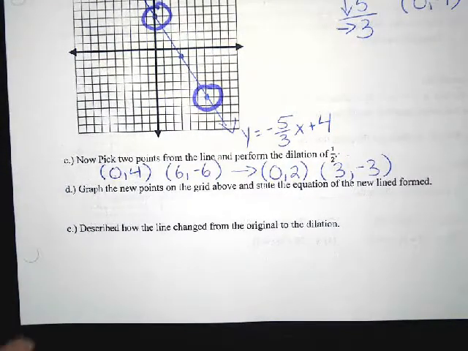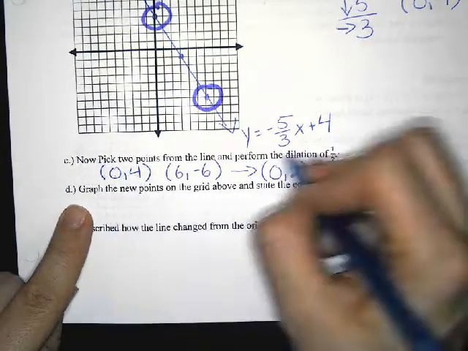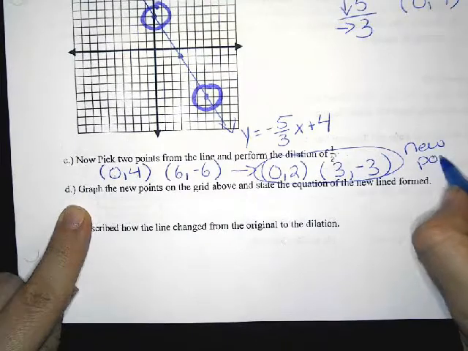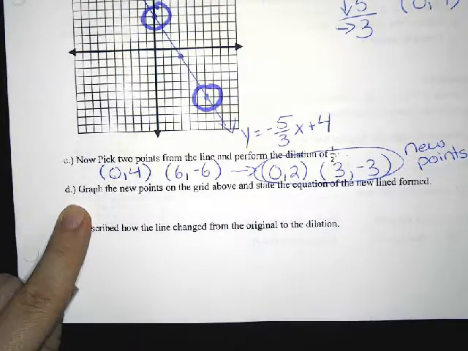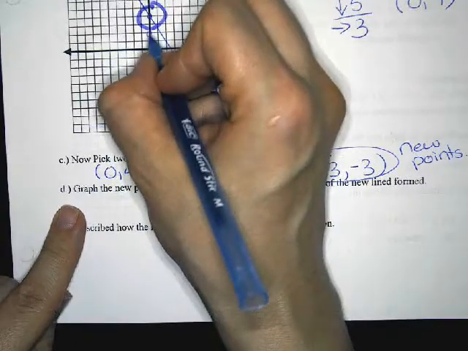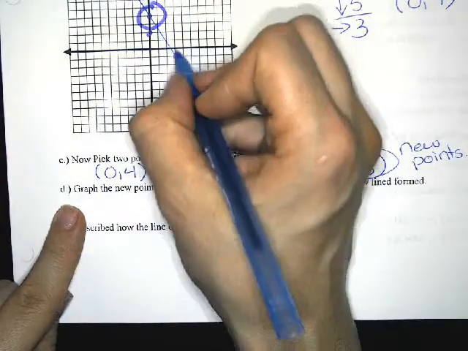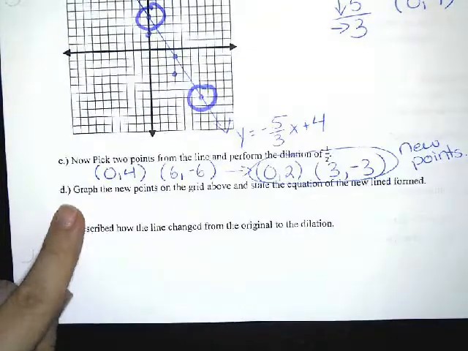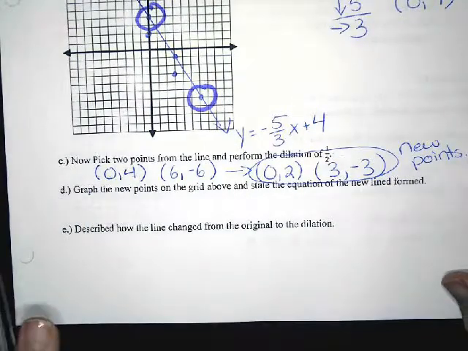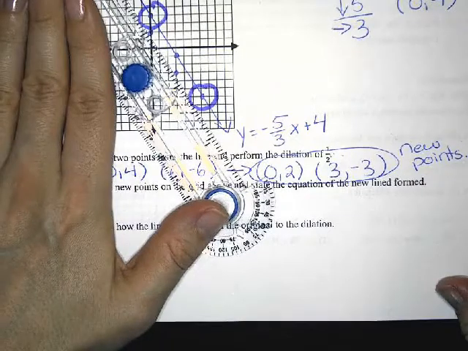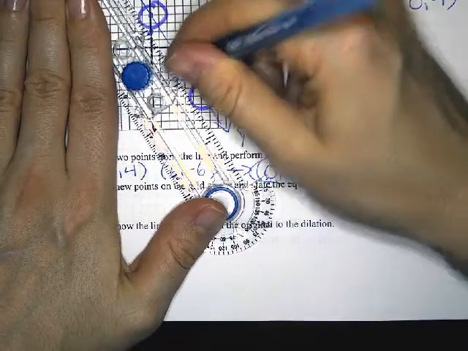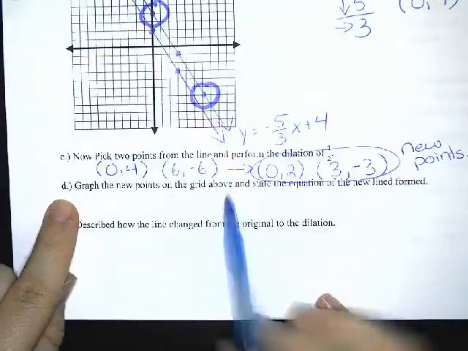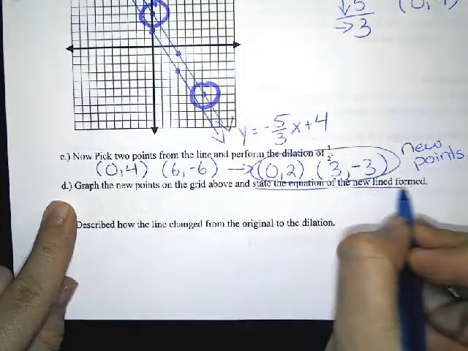Okay. So I'm going to plot those. So graph the new points. So when they talk about new points, these are your new points. 0, 2, and 3, negative 3. There they are. Now I'm going to connect them making a line. Okay, so I graphed them on the grid above, and now I need to be able to state the equation of the new line.